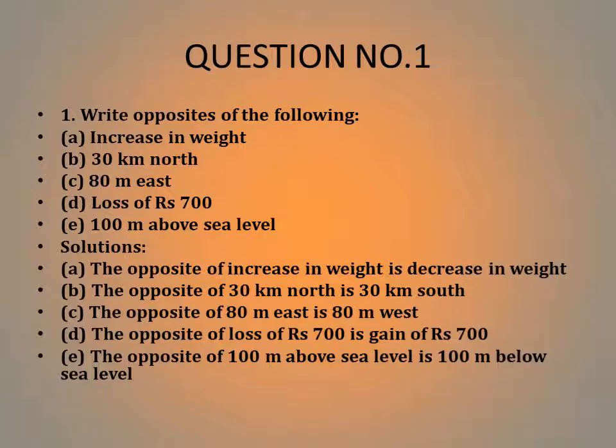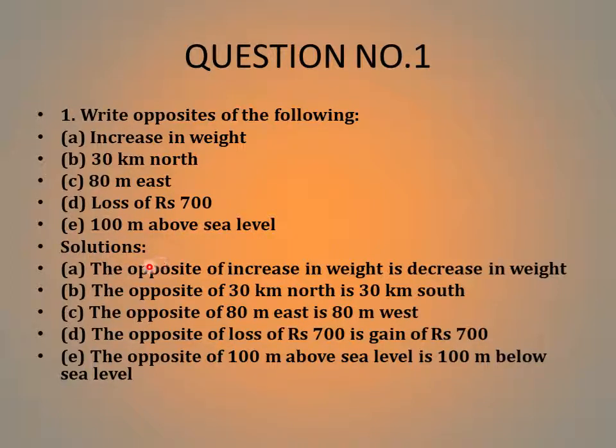Question number 1, what does it say? Write the opposite of the following. Increase in weight. So what is the opposite of increase? Decrease. 30 kilometers north. So what is the opposite of north? South. 80 meters east. East opposite is west. Loss. What is the opposite of loss? Loss of rupees 700 means gain of rupees 700. 100 meters above sea level. The opposite of above is below.